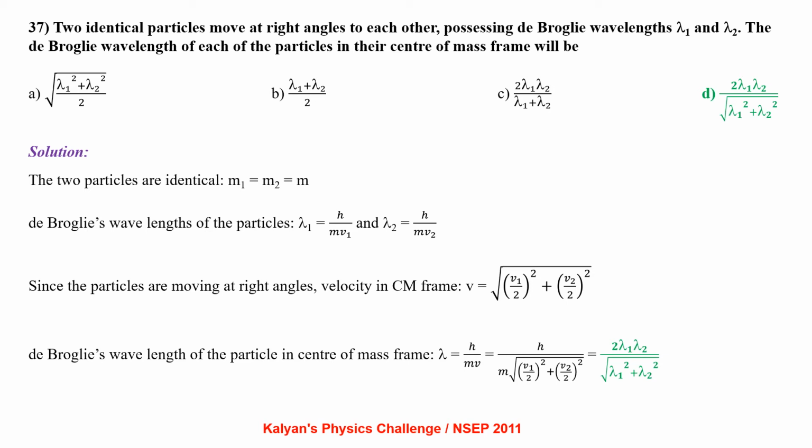Since the particles are moving at right angles, velocity of the center of mass frame will be v equal to root of (v1 by 2) whole square plus (v2 by 2) whole square. De Broglie wavelength of the particle in the center of mass frame will be lambda equal to h by mv, that is h by m times root of (v1 by 2) whole square plus (v2 by 2) whole square. Upon simplification, that comes out to be 2 times lambda 1 lambda 2 by root of lambda 1 square plus lambda 2 square.